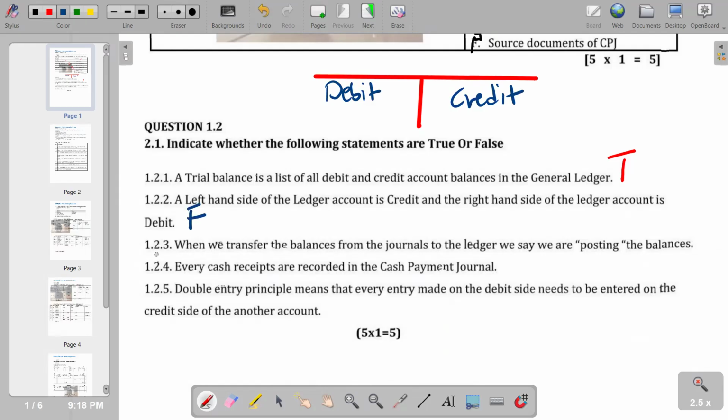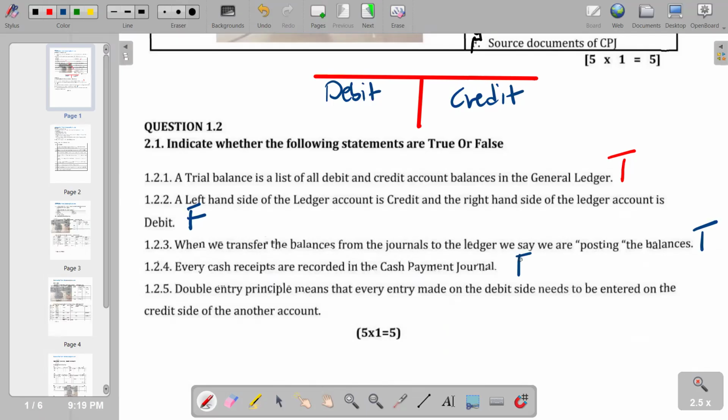So 1.2.3, when you transfer the balances from the journals to the ledger, we say we are posting the balances. So we see that this is true. The next part, every cash receipt is recorded in the cash payment journal, which is incorrect. Remember, all cash receipts are recorded in the cash receipts journal. So this one is false.